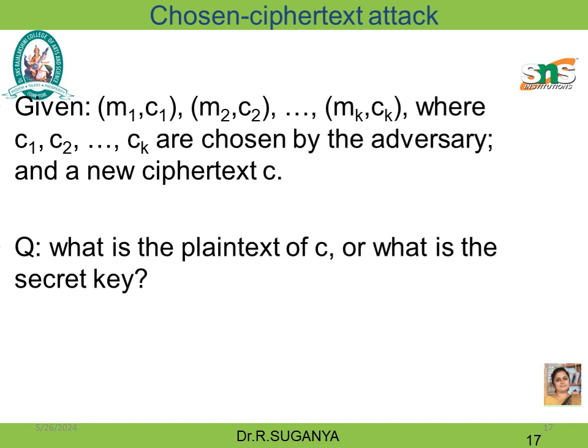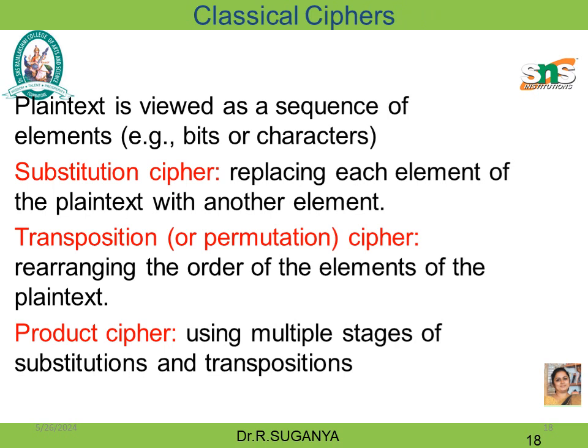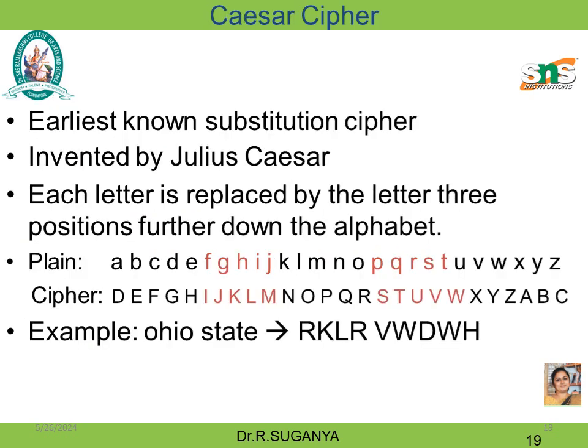In a chosen ciphertext attack, given M1 C1, M2 C2 to MK CK, where C1, C2 to CK are chosen by the adversary, and a new ciphertext C, what is the plain text of C, or what is the secret key? Plain text is viewed as a sequence of elements, for example bits or characters. A substitution cipher replaces each element of the plain text with another element. A transposition or permutation cipher rearranges the order of the elements of the plain text. A product cipher uses multiple stages of substitutions and transpositions.